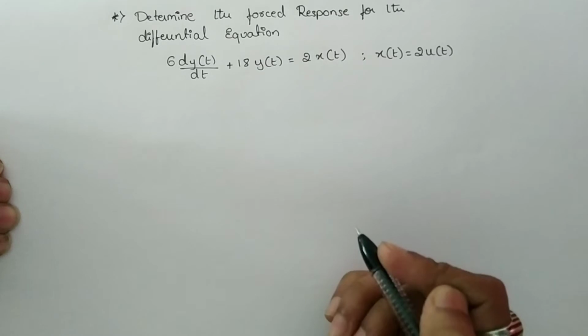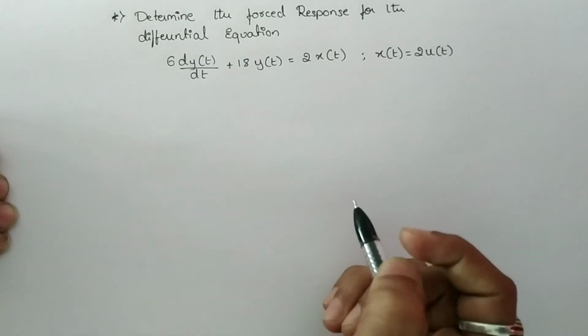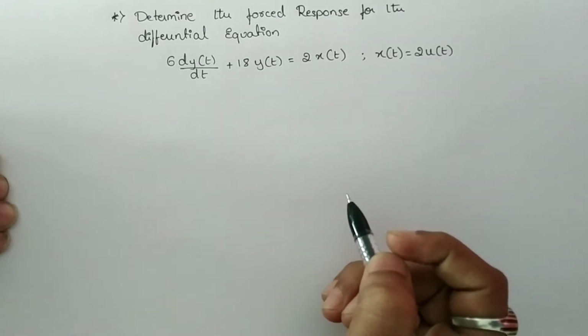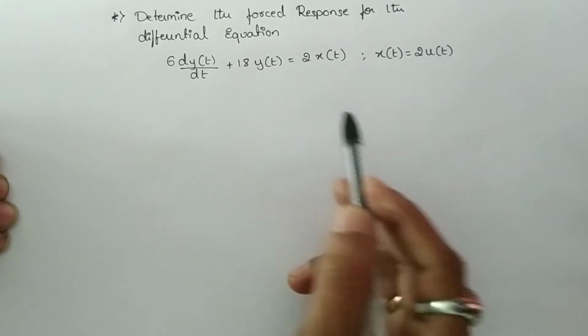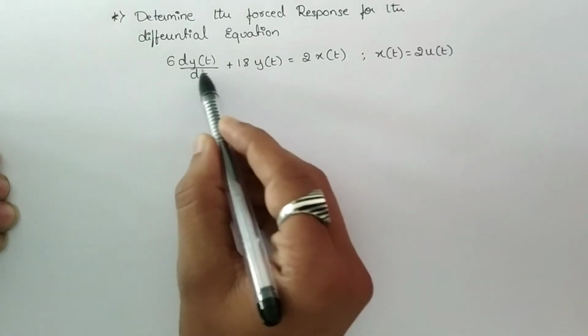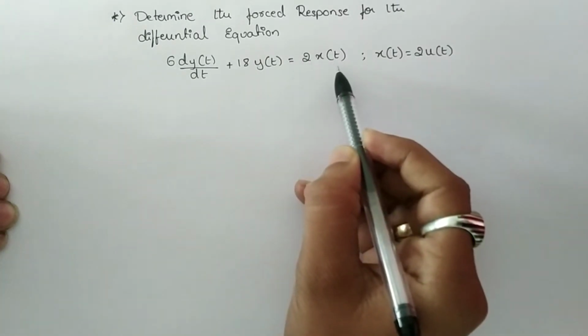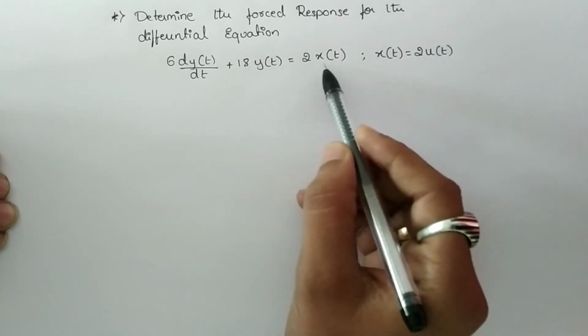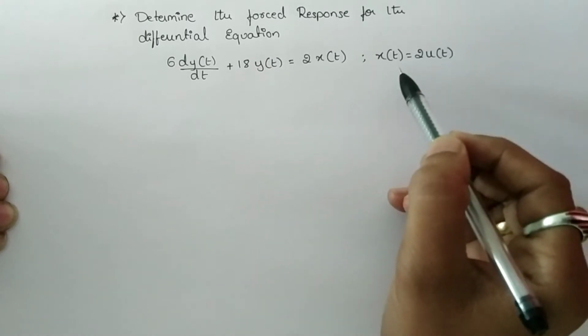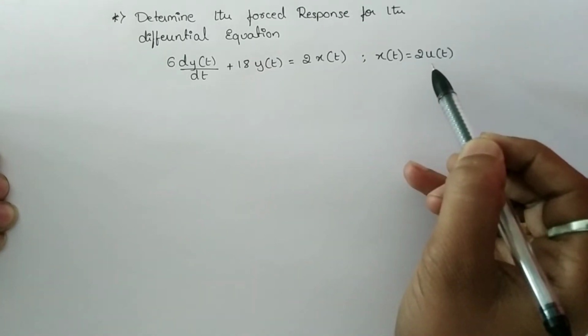In this video, we are going to discuss some problems on forced response for the differential equation. And here we are having a problem: 6 dy(t)/dt + 18y(t) = 2x(t), where y(t) is the output and x(t) is the input, and input x(t) is given by 2u(t).